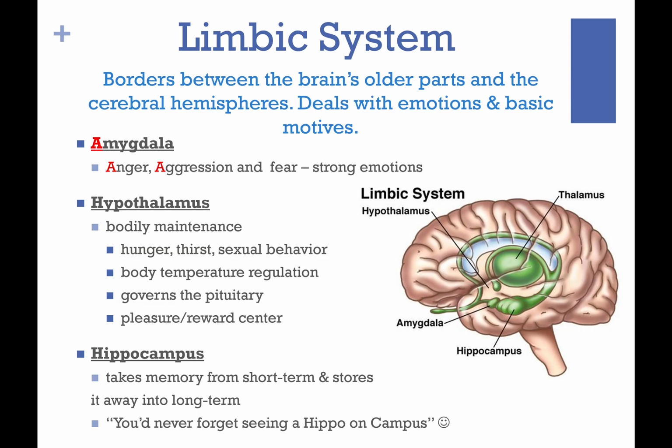You have the hippocampus. The hippocampus is explicit memories, long-term memories. We'll talk specifically about that when we get to Chapter 7 or Unit 7. Of course, the phrase that we used was you would not forget seeing a hippo on campus, and that's a mnemonic for the hippocampus, meaning memory, long-term memory.